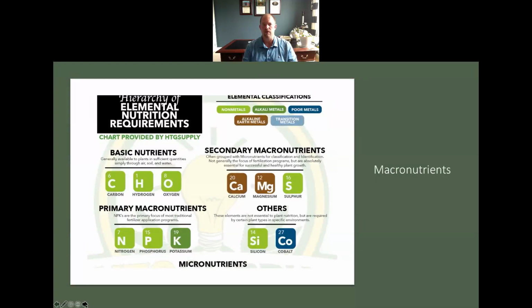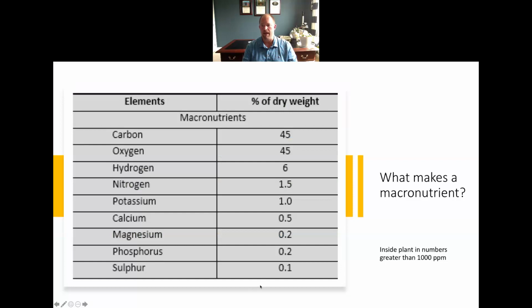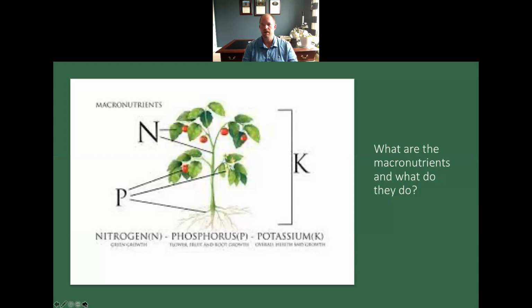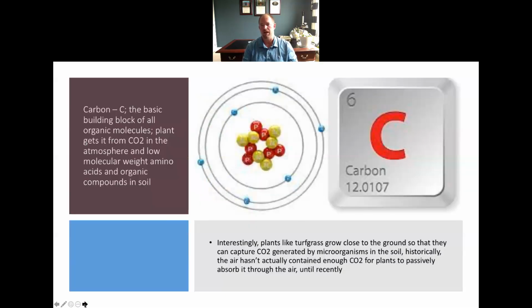So there's also two different types of nutrients when we talk about nutrients for plants and for turf. We have your macronutrients and we have your micronutrients. When we talk about a macronutrient, we're talking about things that are inside the plant in numbers greater than 1,000 parts per million. So anything found in a plant greater than 1,000 parts per million, we consider a macronutrient. So what are the basic macronutrients and what do they do? Well, the biggest one, probably the one in the most abundance inside the plant, is going to be carbon. Carbon is the basic building block of all organic molecules. It's the basic building block of all life on Earth.